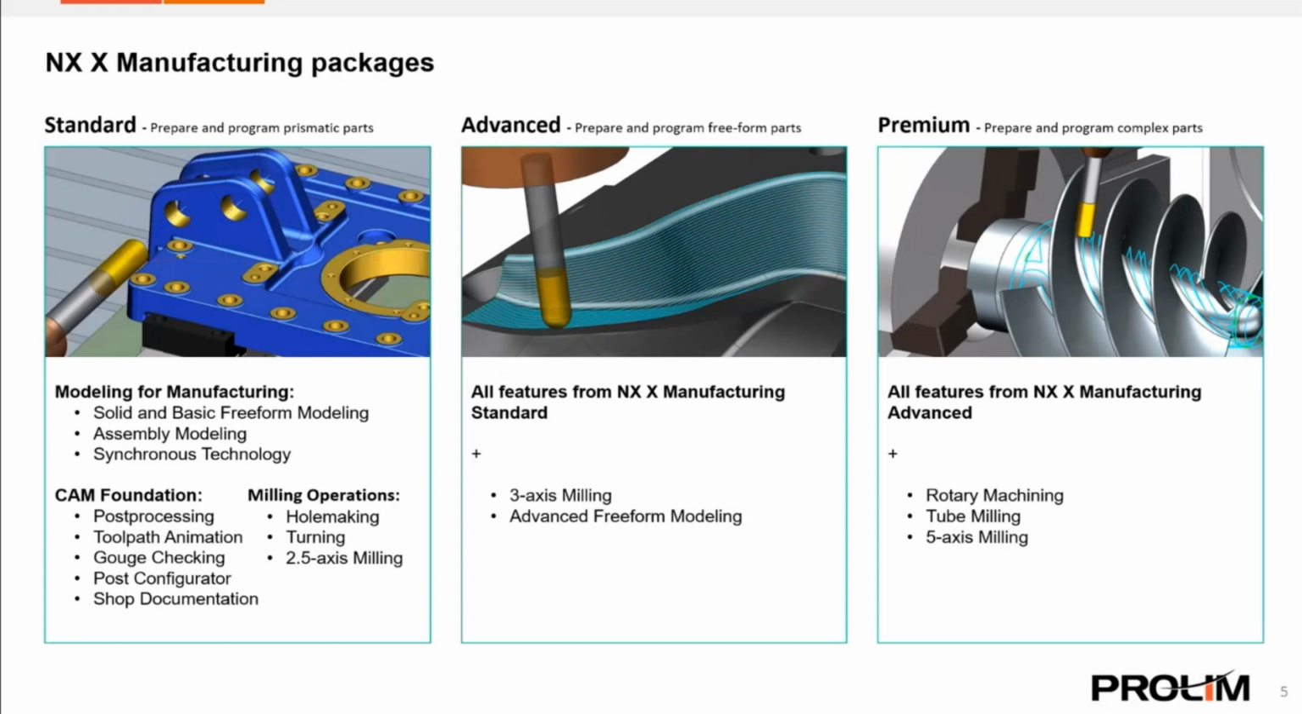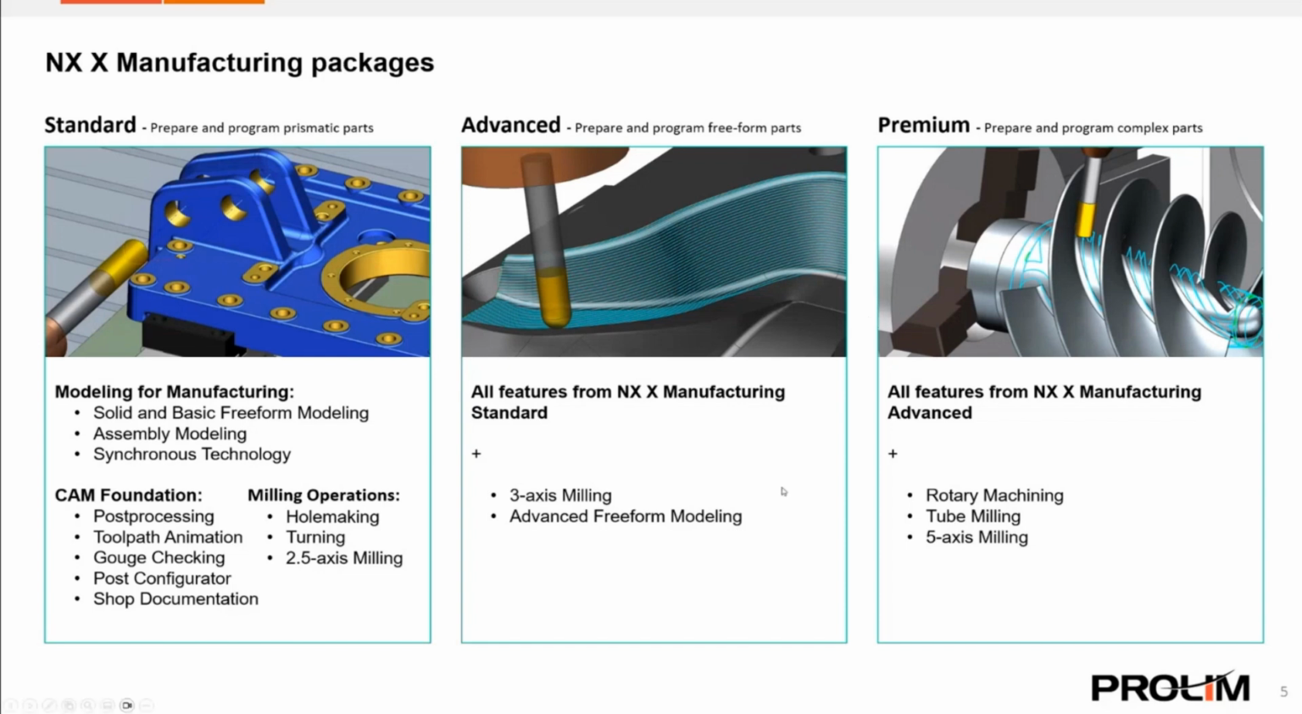These are the three seats that I was talking about in my previous slide. These are the basic packages, which start from standard, then advanced and premium. As I said before, each seat includes the previous seat's options, and additional options have also been included depending on each seat.